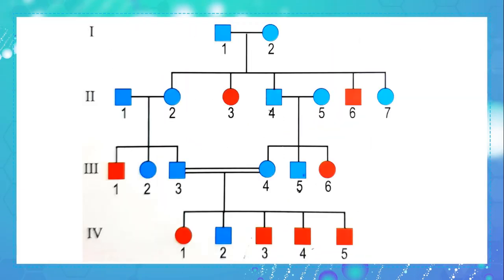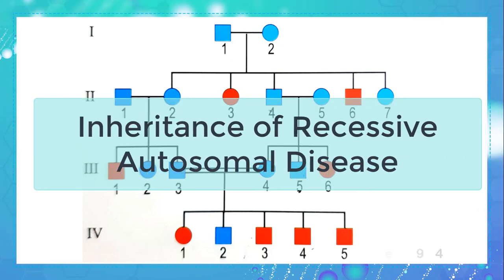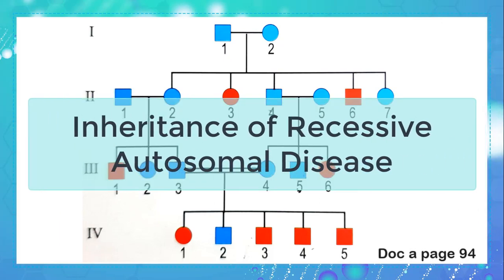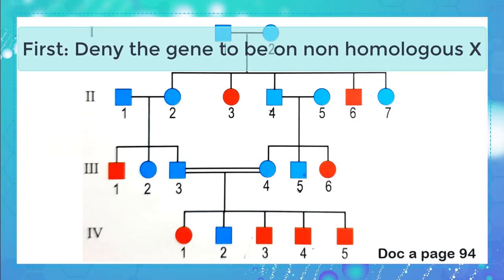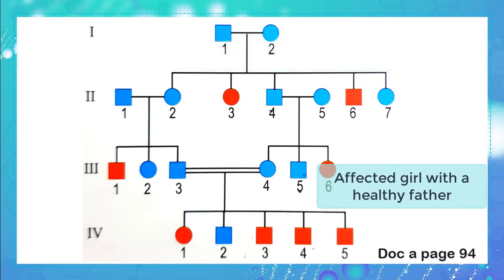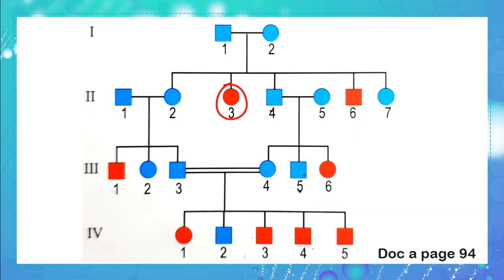Let's use the pedigree of a family with some members affected by the recessive disease cystic fibrosis. To prove that the gene responsible for the disease is autosomal, let's follow the strategy step by step. To deny that the gene is located on the non-homologous part of X, search for an affected girl with a healthy father. For example, female 3 of the second generation is affected.